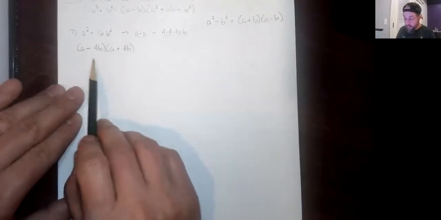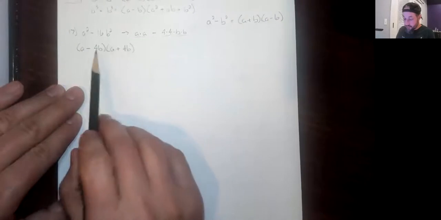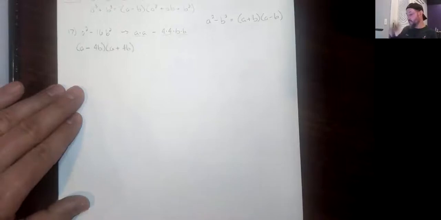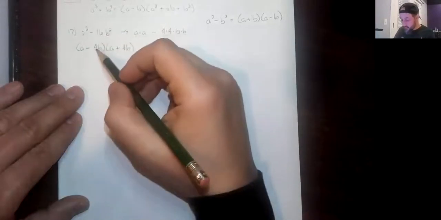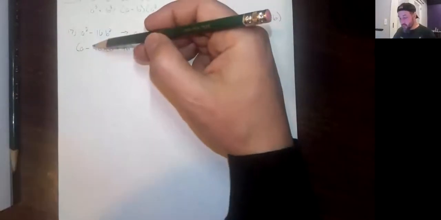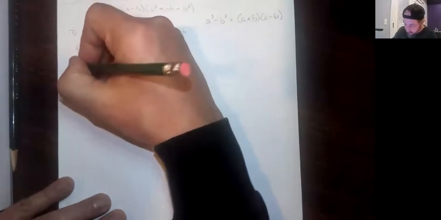Okay, and we're done. You can check it. a times a is a squared. a times 4b is 4ab. Negative 4b times a is negative 4ab. They cancel out. They're gone. It's not a situation of a 1 remaining because you aren't multiplying. You are literally adding 4ab and subtracting 4ab. They're gone, 0. And then negative 4b times positive 4b is negative 16b squared. And it's done. Let's move on.